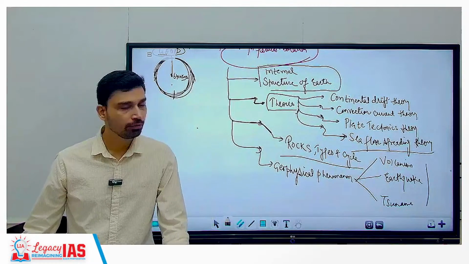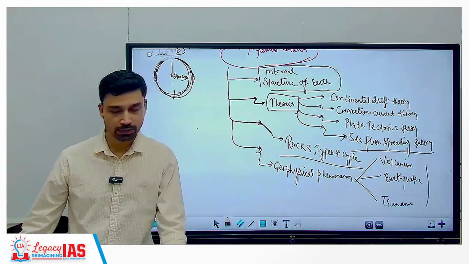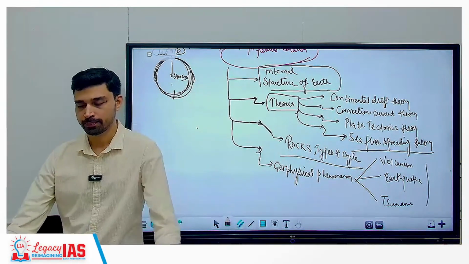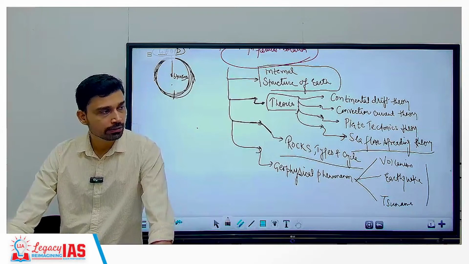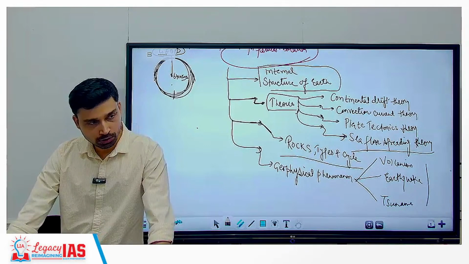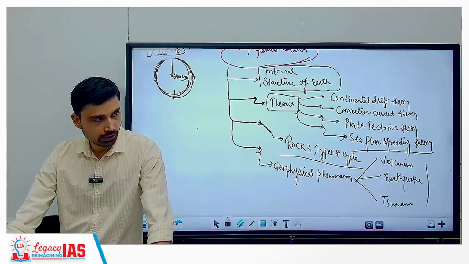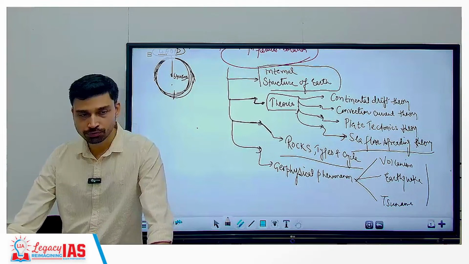Out of these three, which phenomena is India prone to? Which of these happens more frequently in India? Earthquake. We do not have any active volcano in India, at least on mainland India. Only one active volcano, in Andaman and Nicobar Island. So volcanism is very rare.